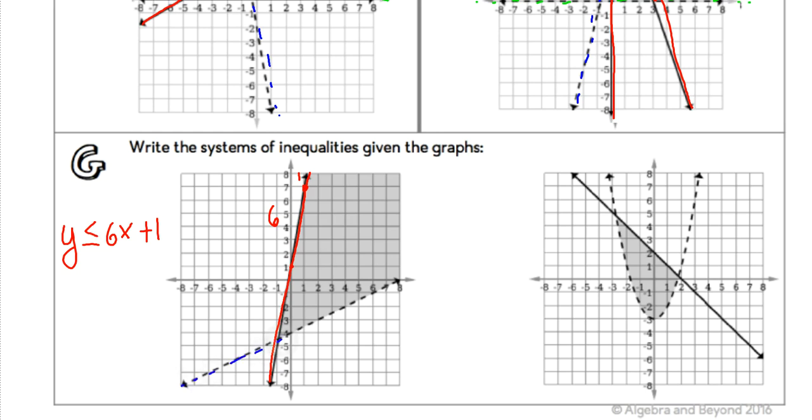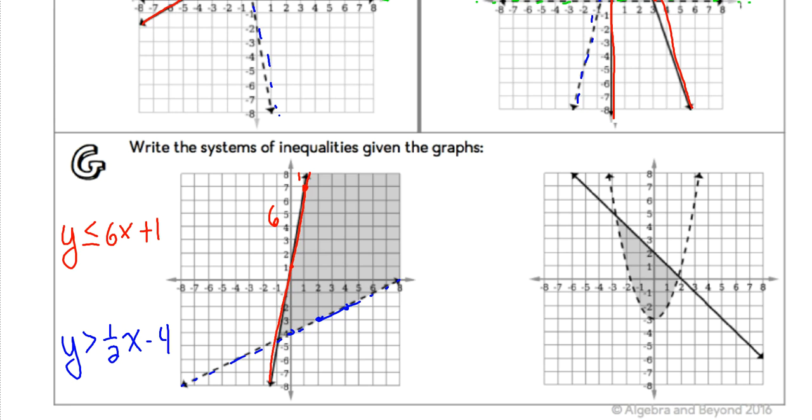The other function is this dashed line, so I know it's not going to have equal to. It looks like the y-intercept is at -4, so I know I've got a -4. And it looks like the slope is going up 1 over 2. So that is my slope. And again, this one's shaded above, so it would be greater than, but not equal to because it's dashed. That would be my system for that one.